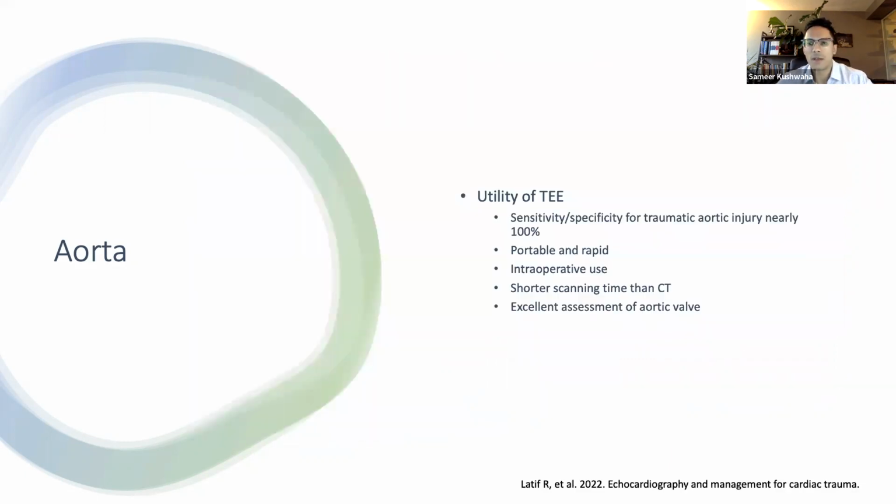So transesophageal echoes are clearly good based on this data because they're extremely sensitive and specific for traumatic aortic injury. They're portable, you can use them rapidly, and you can use them intraoperatively for endovascular repairs or to assess the quality of surgical repair. It also has a shorter scanning time than the CT scan and can be done in any monitored setting in the hospital. And it also provides a better assessment of the aortic valve than a CT scan can provide.